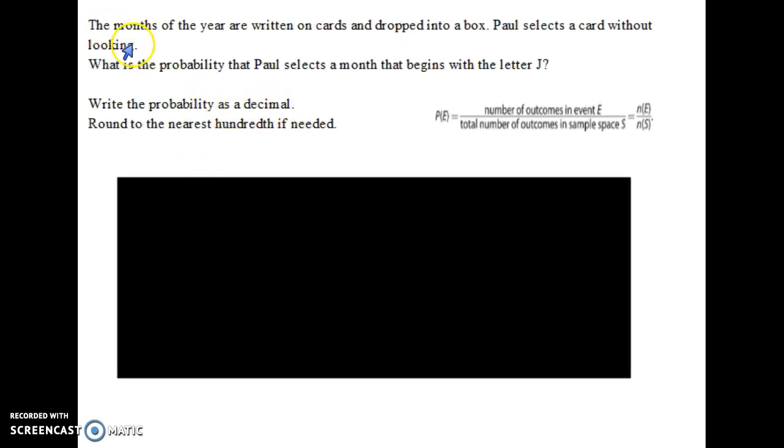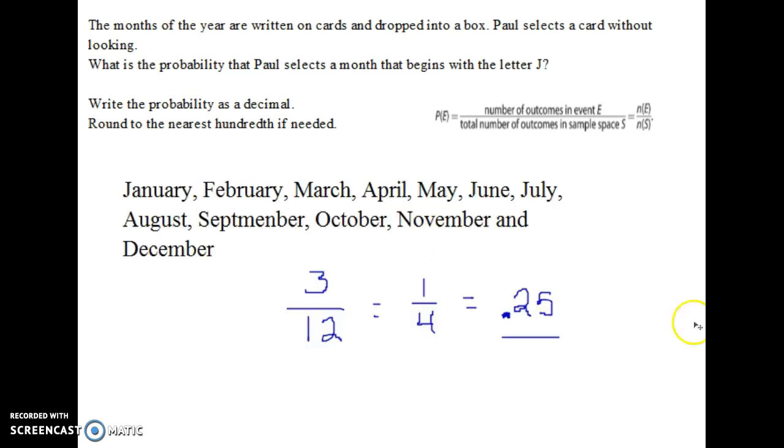All right, this one says the months of a year are written on cards and dropped into a box. Paul selects a card without looking. What is the probability that Paul selects a month that begins with the letter J? Write it as a decimal, round to the nearest hundredth if needed. Same formula. So how many outcomes? There are 12 months in a year, right? So we know what our denominator has to be. And if you can't remember, write them out. So here are the months of the year: January, February, March, April, May, June, July, August, September. I think I spelled that wrong, ignore that. September, October, November, December.